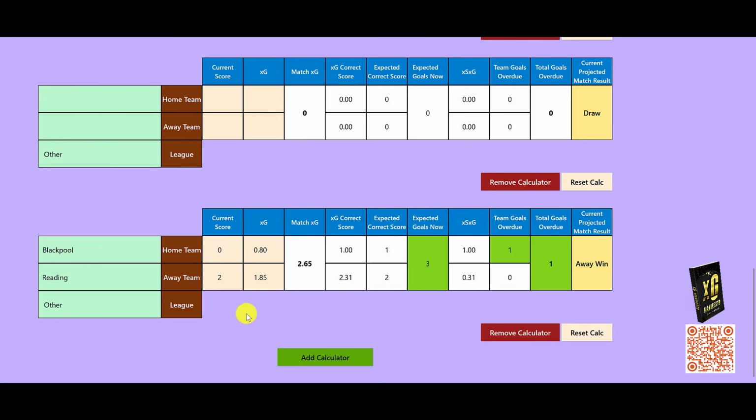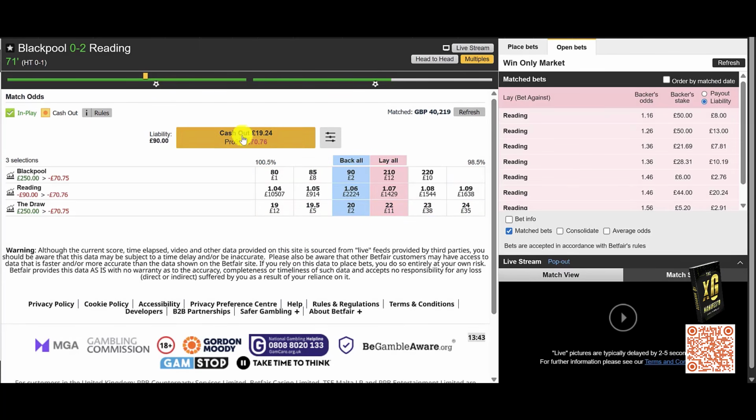And so interestingly, look, we're still overdue a goal, aren't we, on this one? We're still overdue a goal, and the projected match result is still going to be for Reading to win, so that's fine, but we're still overdue a goal on this one. So what we're going to do, we will lock in or accept the loss on this one.